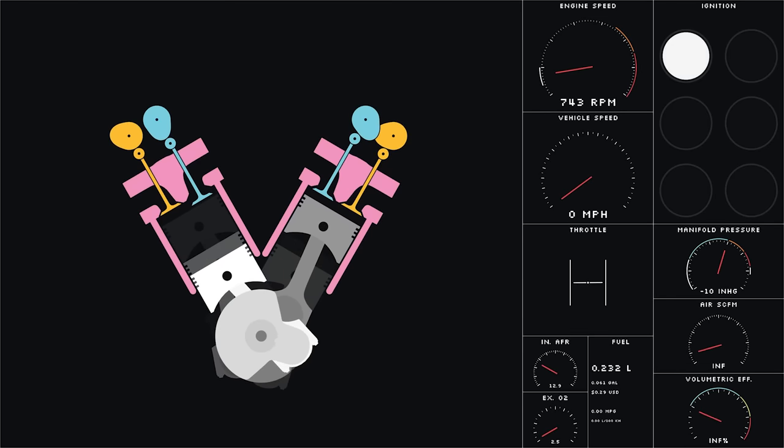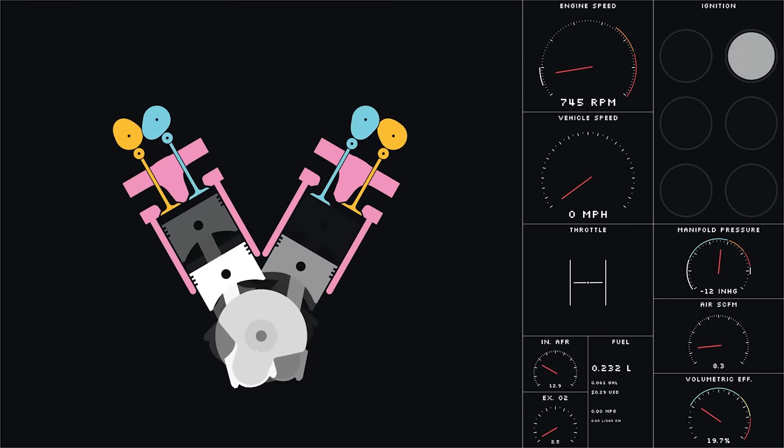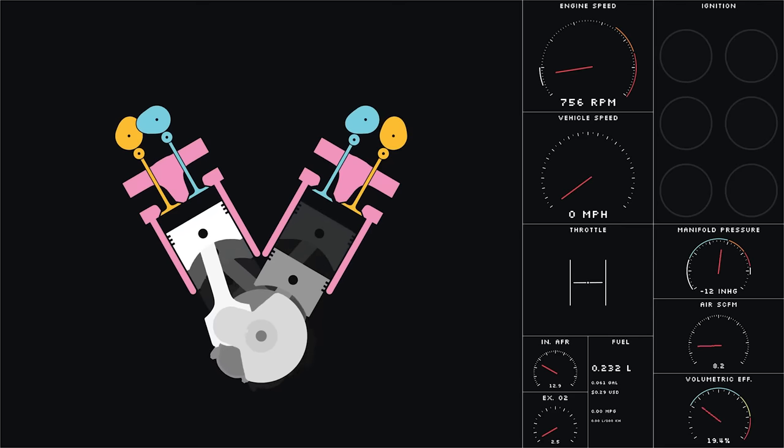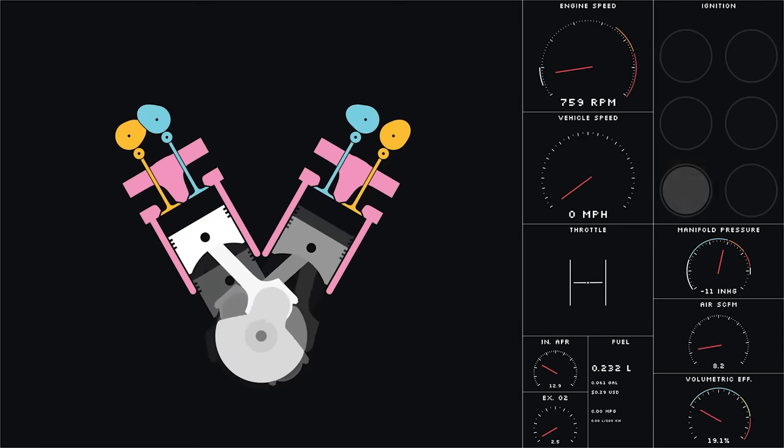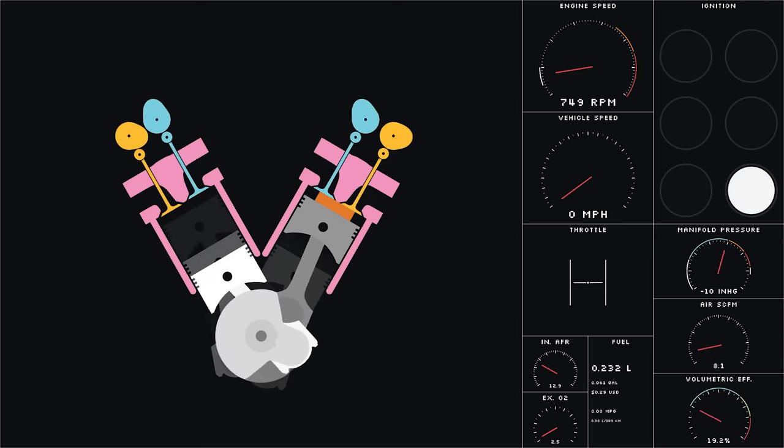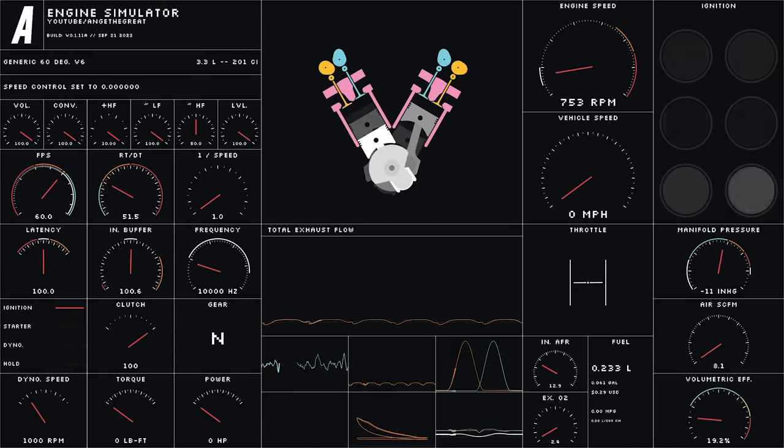V6s are interesting because there are a few V angles that have been used by manufacturers. First, let's take a look at a 60 degree V6 and see what that sounds like.